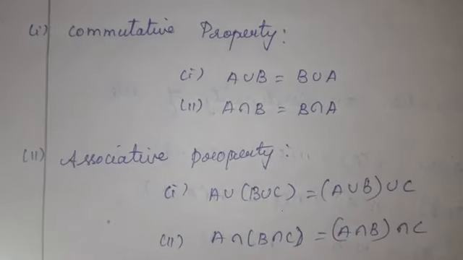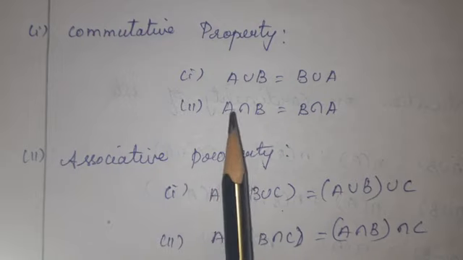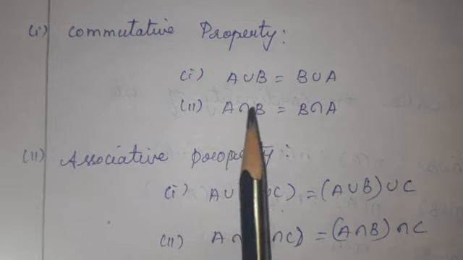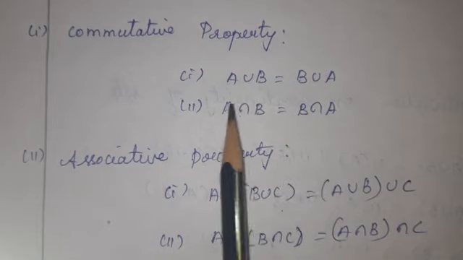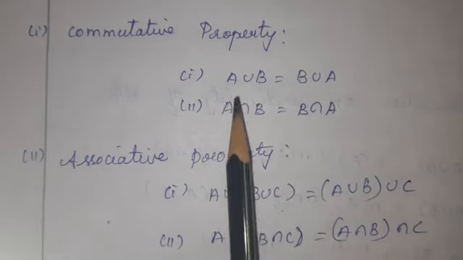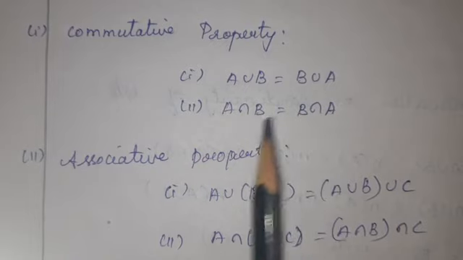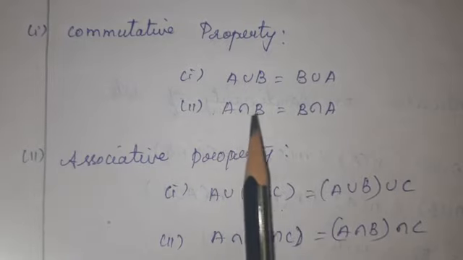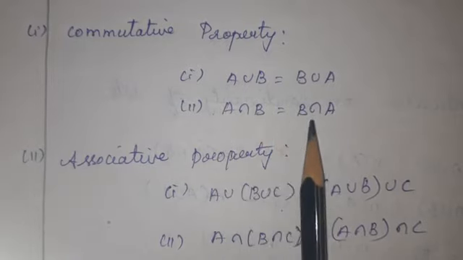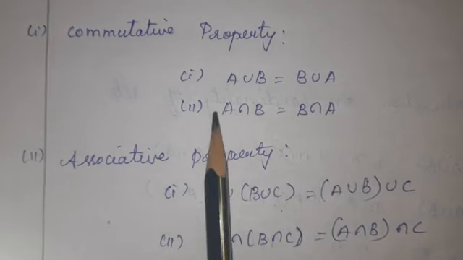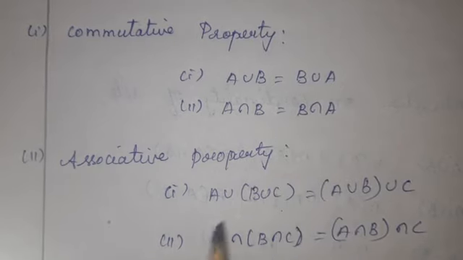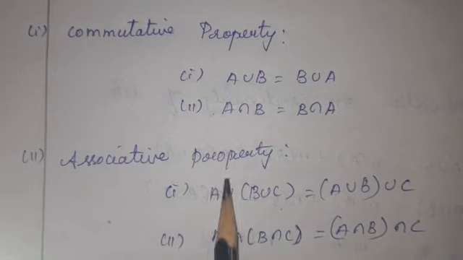In this chapter, first we will see the formulas. What are the formulas we are using in this chapter? Commutative property. Here they are using two sets, named A and B. The formula is A union B is equal to B union A. And second one, A intersection B is equal to B intersection A. This is the commutative property.